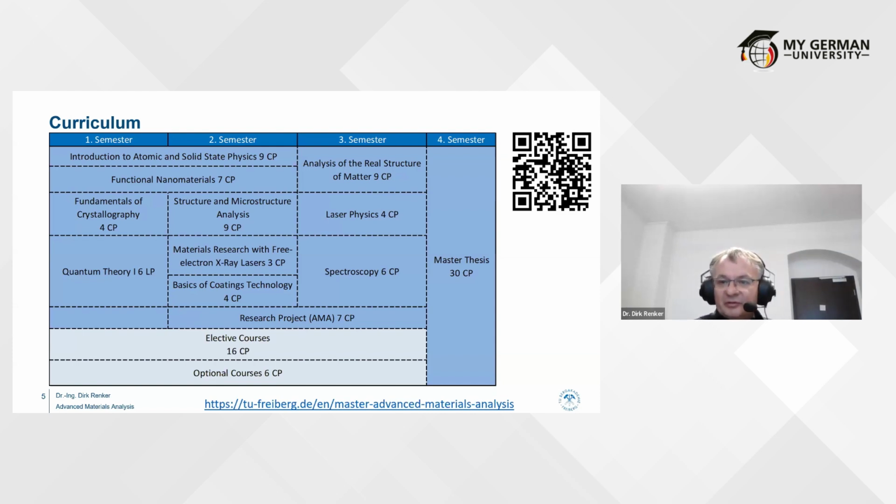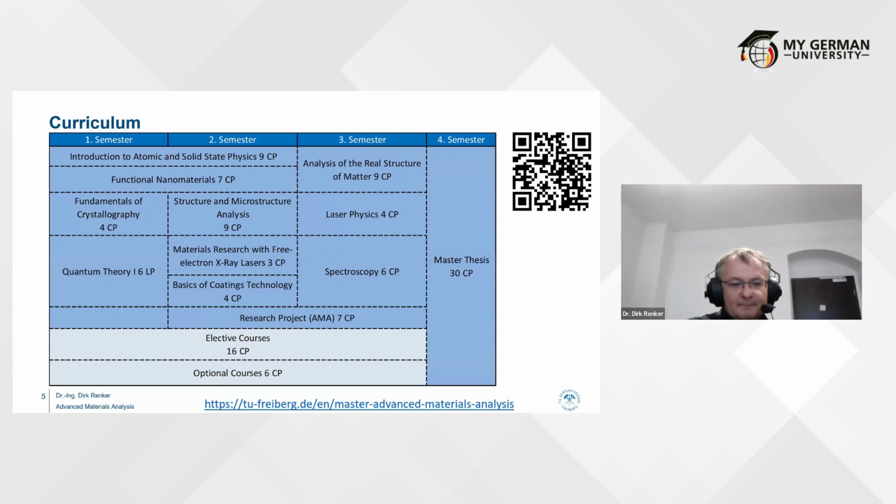And in the 4th semester, the final is the master thesis with 30 credits. That means you have a time of 6 months for the master thesis. You have to solve a task, write a paper, and then at the end give a presentation. And after the 4th semester, you have a degree, Master of Science.